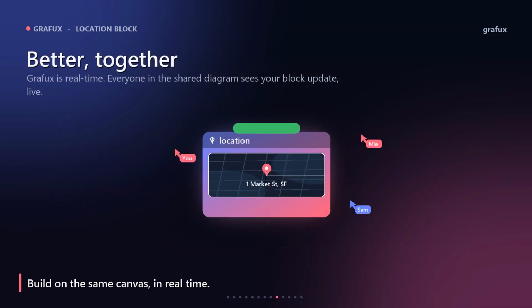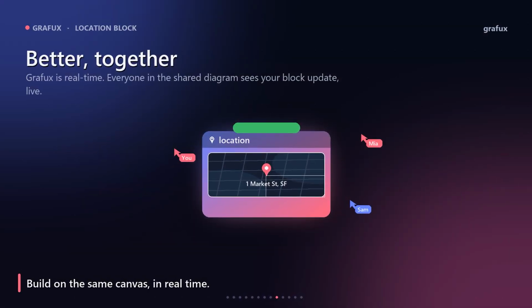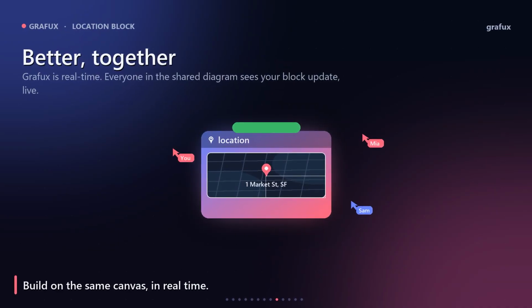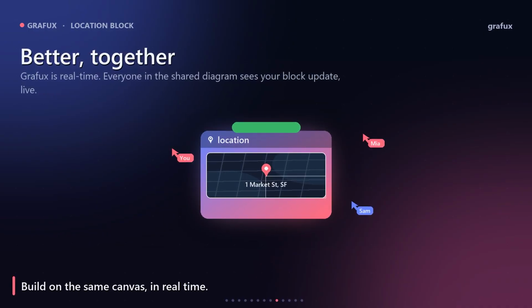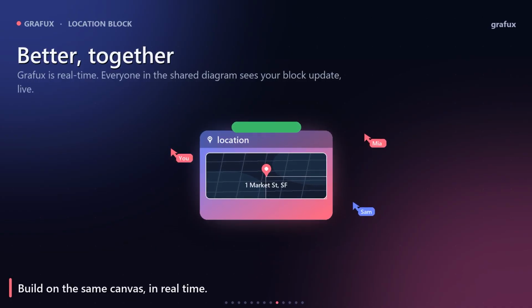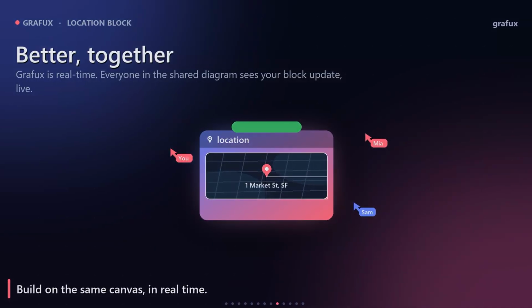Best of all, none of this is a solo effort. Grafux is real-time and collaborative. The moment your location block runs, everyone in the shared diagram sees it update live. You design together on the very same canvas, whether your teammates are in the next room or on the other side of the world. Cursors, comments, changes. Everyone shares one live canvas, so nothing ever gets lost in a handoff.